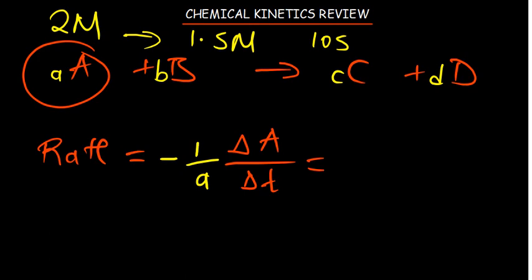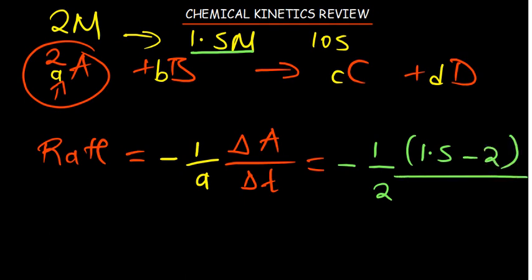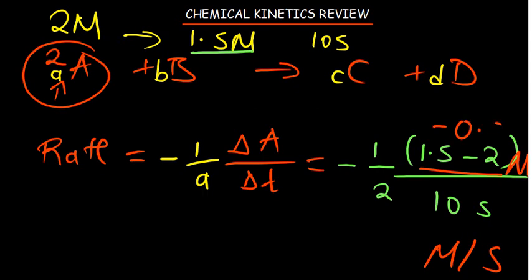So you just want to substitute. You look at the value of a. Let's say there was a 2 there as a stoichiometric coefficient. We would have -1 over 2, and then the change in concentration would be our final, which is 1.5, then initially we had the 2, of course divided by the time taken, so 10 seconds. On top we have molar concentration, so the units are basically going to be molar per second. And then you realize that in the brackets they are going to have a -0.5, which basically explains why we are adding a negative to the formula of the reactants.